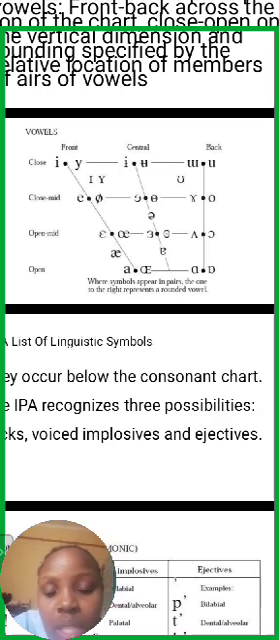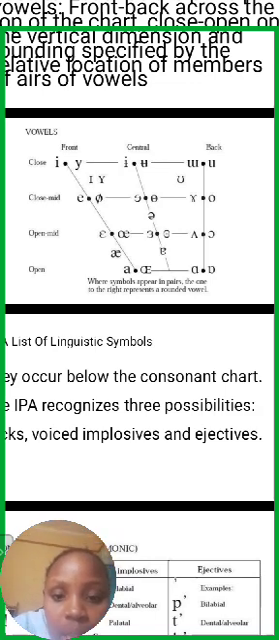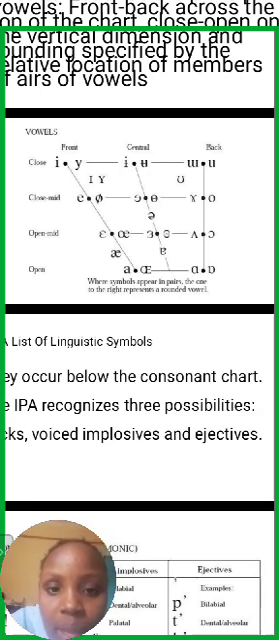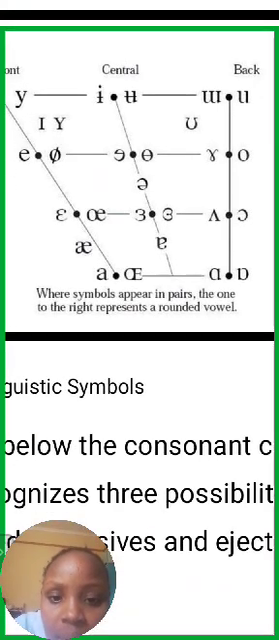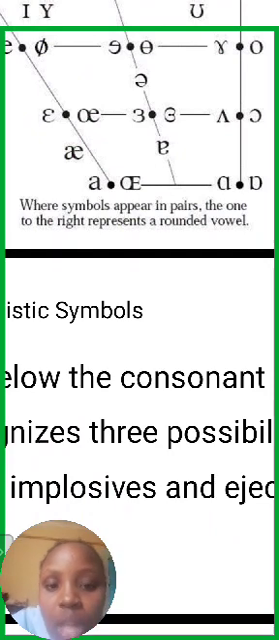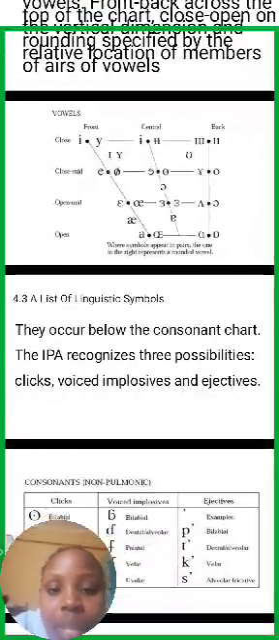I want you to look at these sound symbols, master them and know the pronunciations of the vowel sounds. Where symbols appear in pairs, the one to the right represents a rounded vowel sound. For example, this one here has two vowels. The one at the right is the rounded vowel, and the one at the left side is the unrounded vowel.